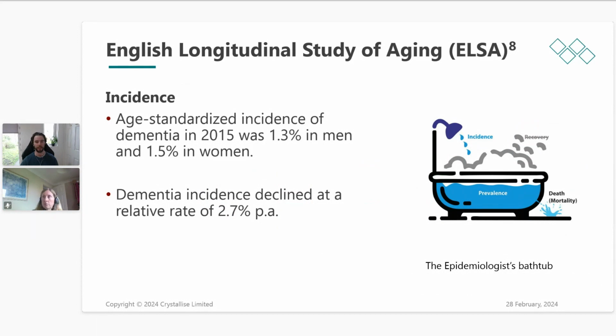And I always like to think about incidence and prevalence within the concept of the epidemiologist bathtub, where we have incidence increasing the water level. So this is essentially new cases coming in, and deaths decreasing the water level, and the overall water level with time being the total prevalence of a particular disease. Of course, we have recoveries for other diseases, but unfortunately for dementia, that's not the case.